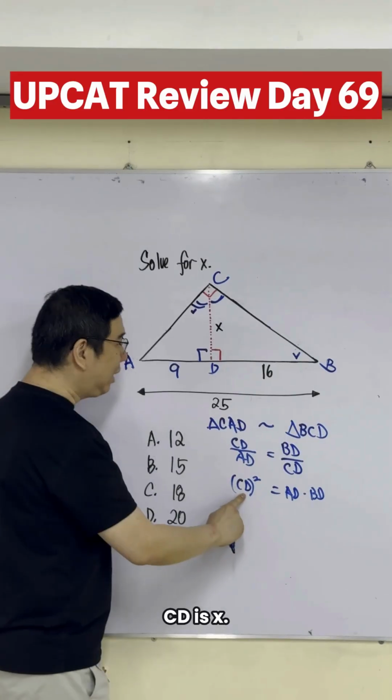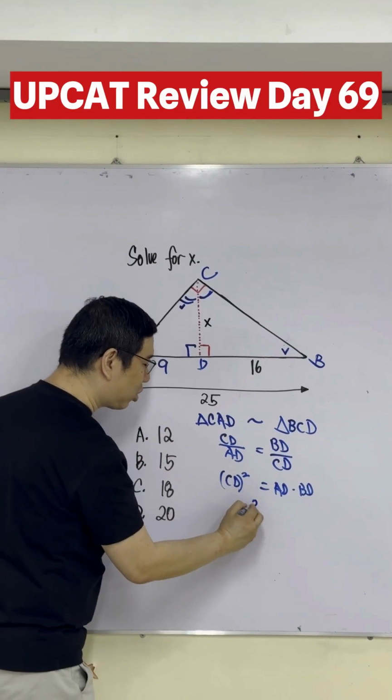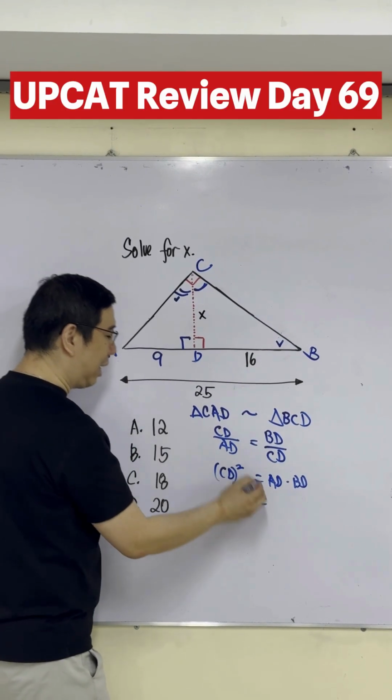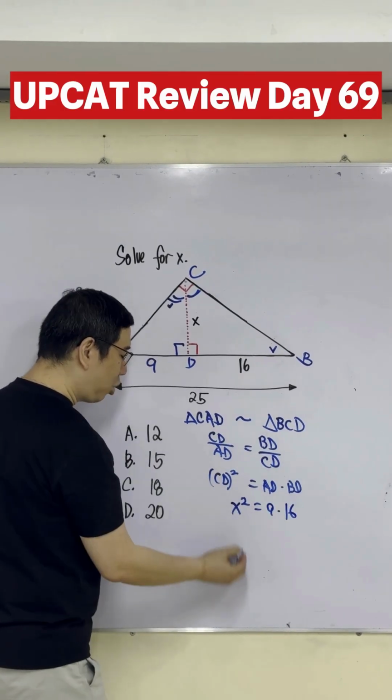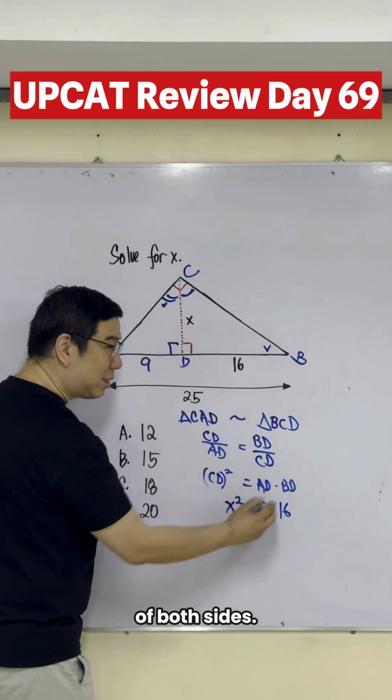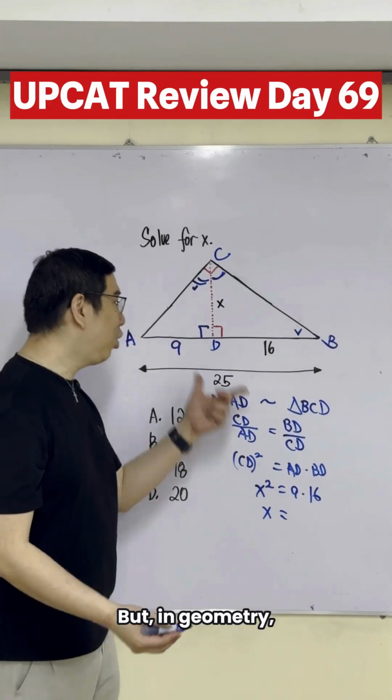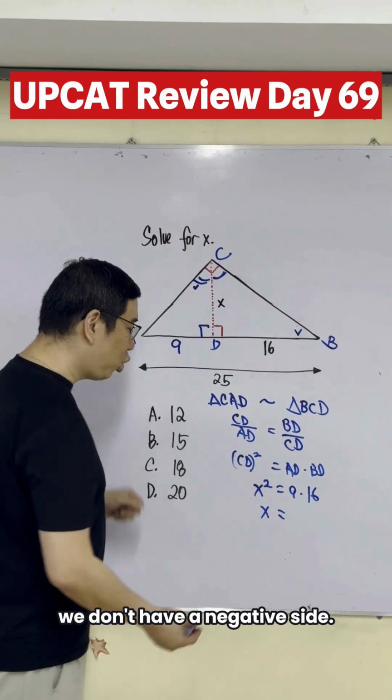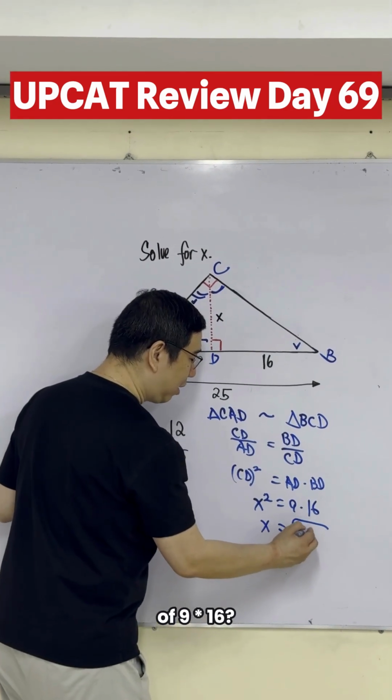Let's continue here. So CD is your X. So that means X squared is equals to AD, which is 9 times 16. So therefore, we get the square root of both sides. Supposed to be should be positive and negative. But on geometry, we don't have a negative side. So what is the square root of 9 times 16?